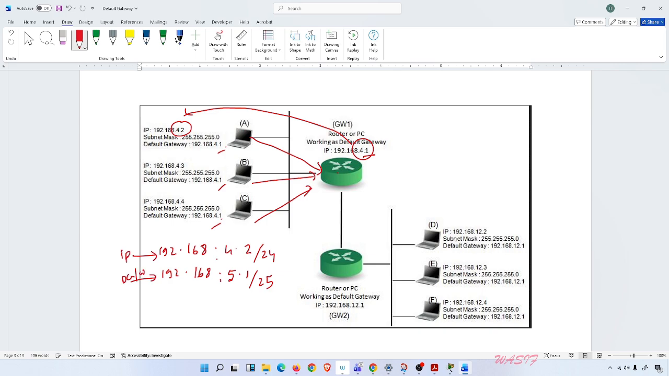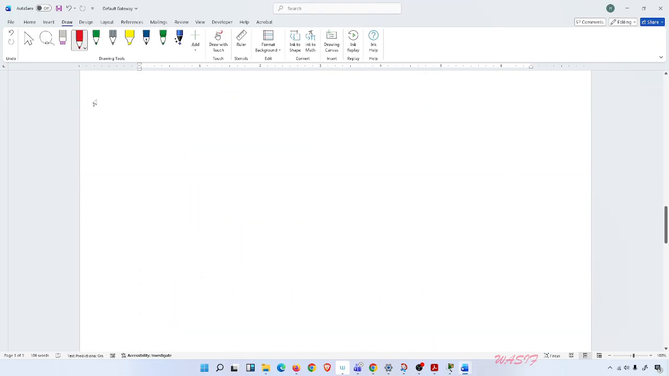Straight away you know that it is wrong. It cannot happen, because if your PC IP address and the default gateway IP address are not in the same network, that means your configuration is wrong. Your configuration will not work whatsoever.